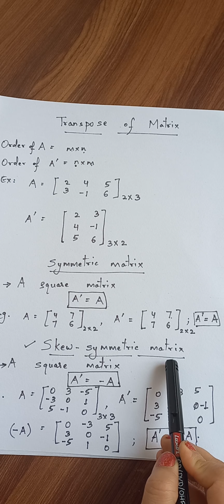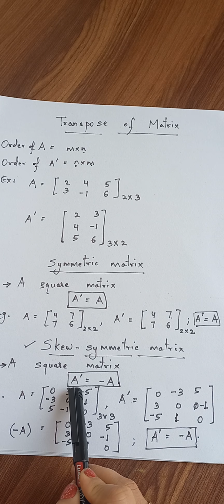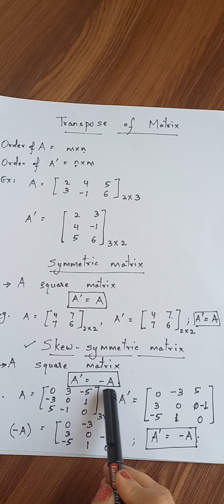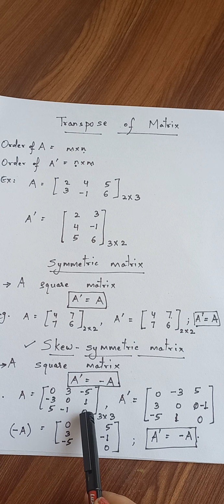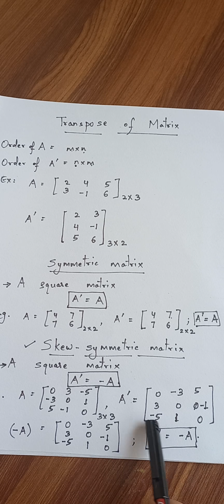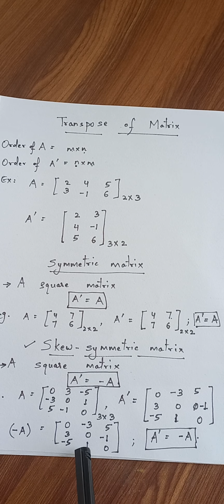The transpose of that matrix will be equal to the negative of that matrix. That means if we are provided with some square matrix and we find the value of its transpose, and its value is equal to the negative of the original matrix, then that is a skew symmetric matrix.